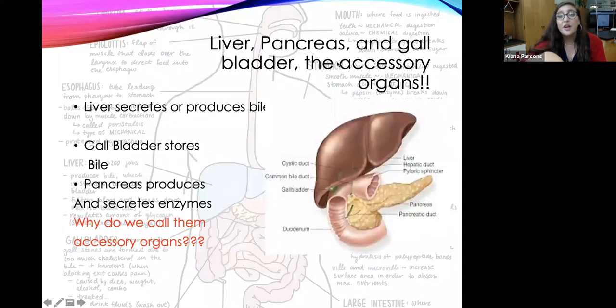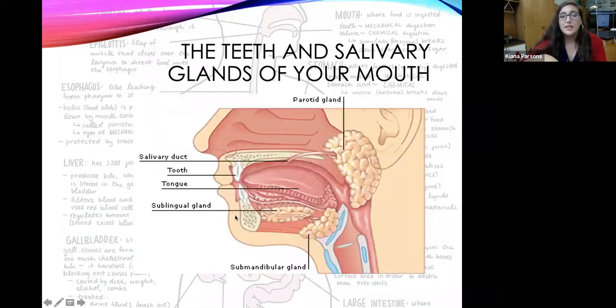Here we have the liver, pancreas, gallbladder. So these are the accessory organs. We just talked a little bit about the pancreas, but they all secrete and produce bile or digestive enzymes. The gallbladder stores the bile, and the pancreas produces and secretes enzymes, and we call them accessory organs. And this question isn't on your paper, but just for your additional edification, we call them accessory organs because the food does not pass directly through these organs. However, they are involved in the digestive process through the production of bile, enzymes, and digestive juices.